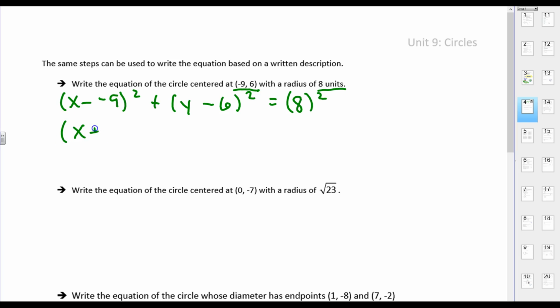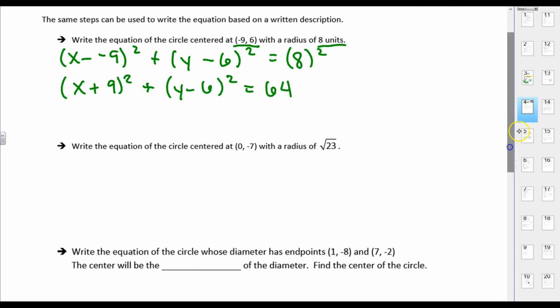Minus a negative becomes (x + 9)² + (y − 6)² = 64. And we can do the next one.